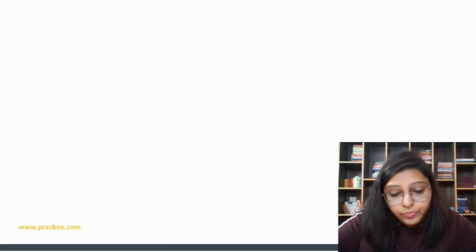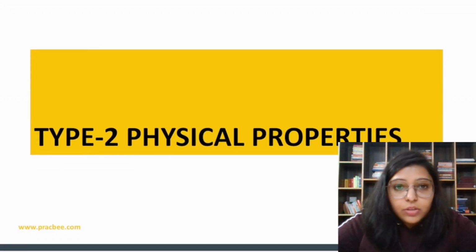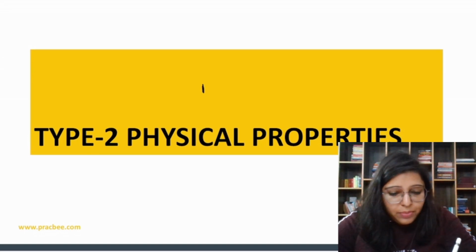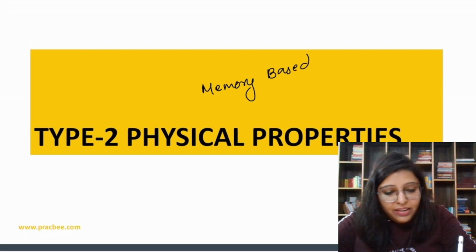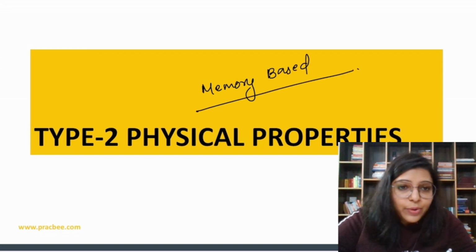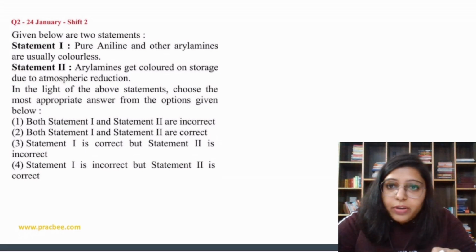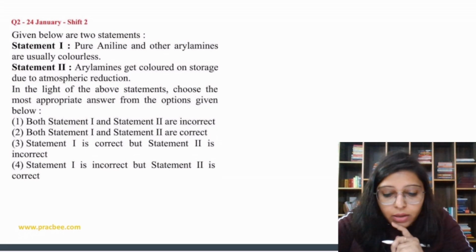Okay. Now the next type of question is based on physical properties. So in this, obviously, it is memory based, right? Some part is memory based, and then if we have boiling point, melting point, then you can relate it with hydrogen bonding. So question one, statement one said, pure aniline and other aryl amines are usually colorless.